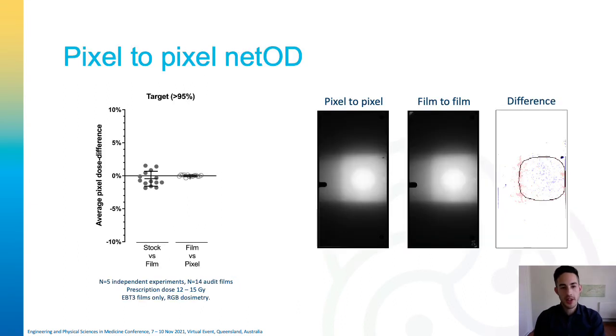Finally, I'd like to mention the pixel-to-pixel net optical density method. And here you can see an example of a dose map that has been produced using the pixel-to-pixel method versus the film-to-film method. And as you can see, there's virtually no difference between those two methods across a range of different audit films. What the pixel-to-pixel method is capable of doing is reducing artifact which is on both the pre-scan and the post-scan. However, what it cannot get rid of is artifact that's introduced either on the pre-scan or the post-scan. And in fact, if there's any difference between the pre-scan and the post-scan, it will show up as a difference in the overall dosimetry.